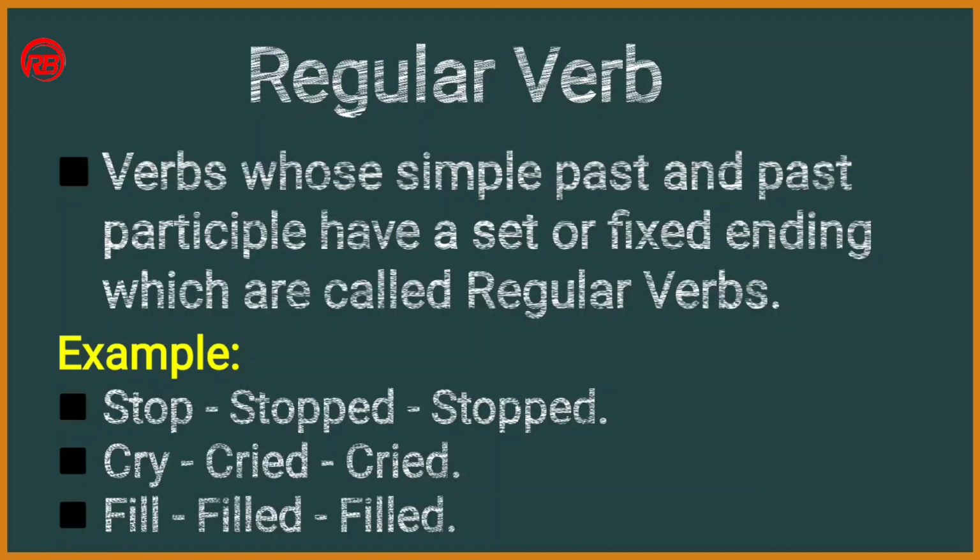So, we used to refer to verbs as the first form of verb, second form of verb, and third form of verb. The first form of verb is simple present. The second form of verb, V2, is simple past. And the third form of verb is past participle. It should be a fixed ending in a regular verb.